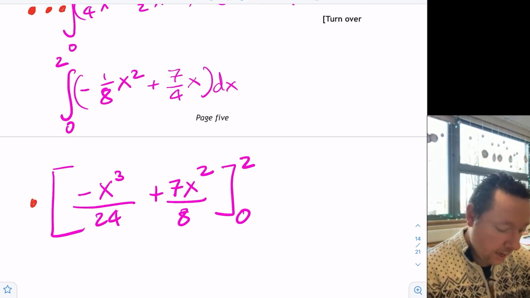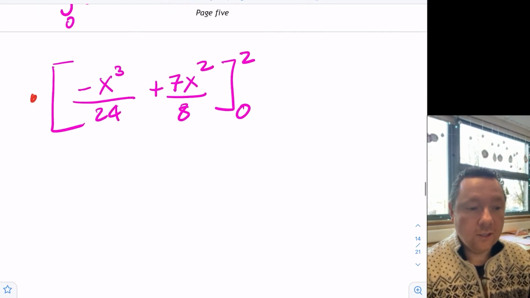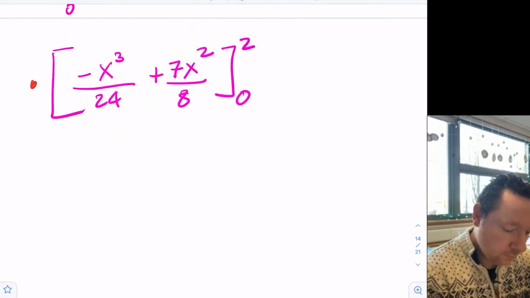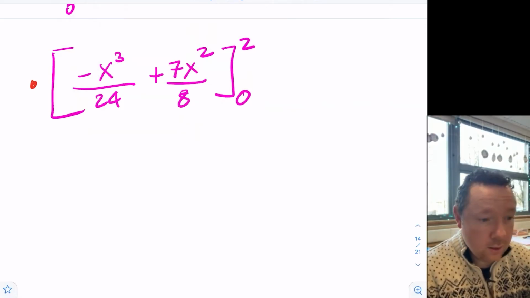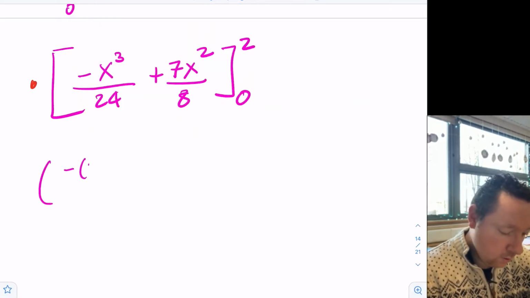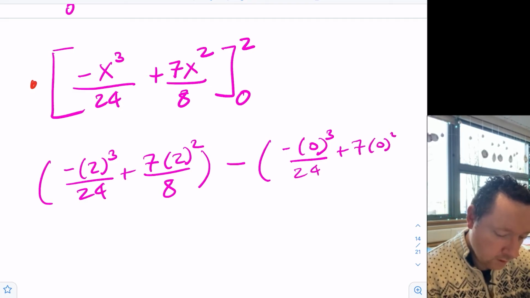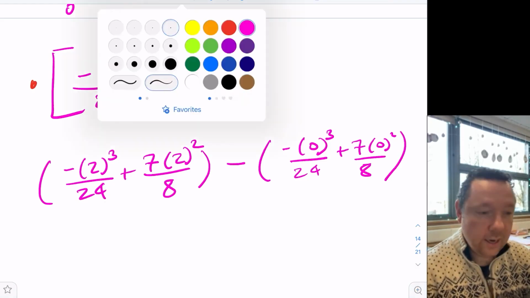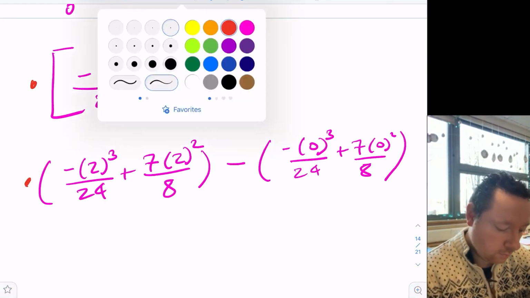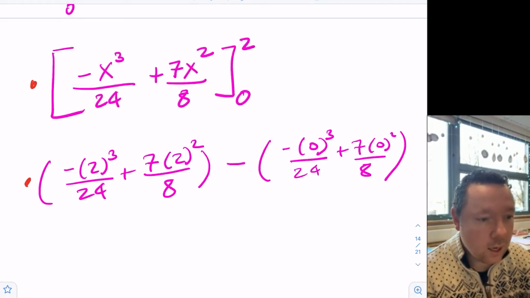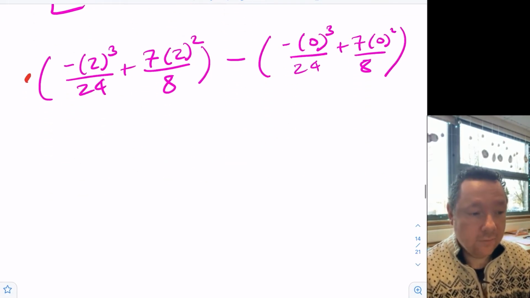So that gives us another mark at that point. So let's move on and substitute our limits in. So we've got minus 2 cubed over 24 plus 7 times 2 squared over 8, take away minus 0 cubed over 24 plus 7 times 0 squared over 8. Okay, so we get a mark for our substitution. And then we need to evaluate it to get another mark.